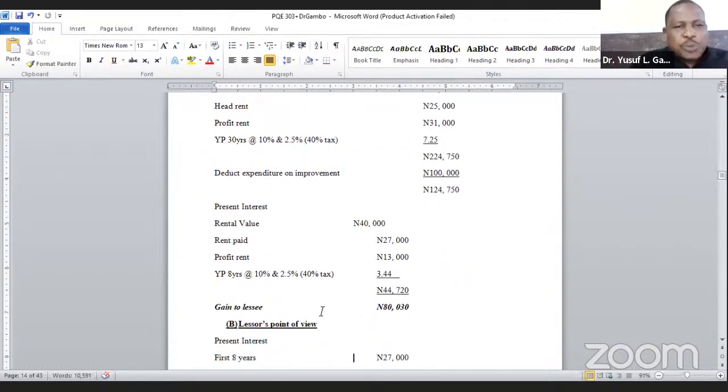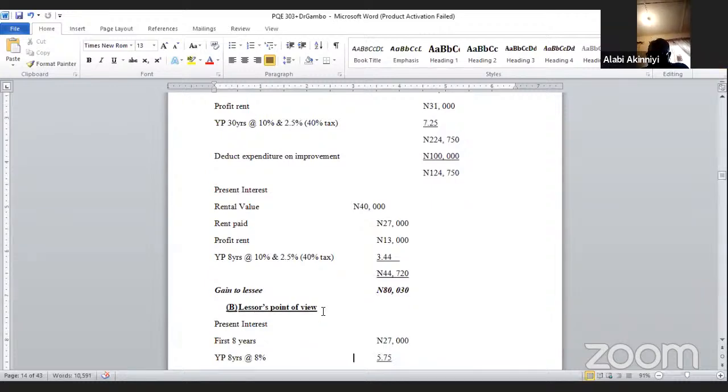Now, let's go to the present interest. If you look at the present interest, we said he has 8 years unexpired. So we use our YP at 8%. These are the basic things you should understand in surrender and renewal.